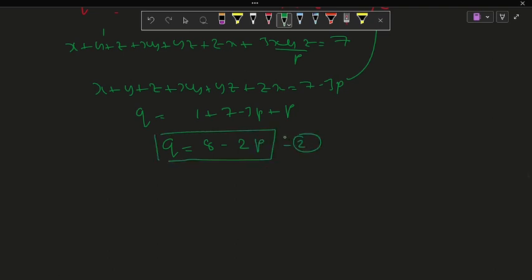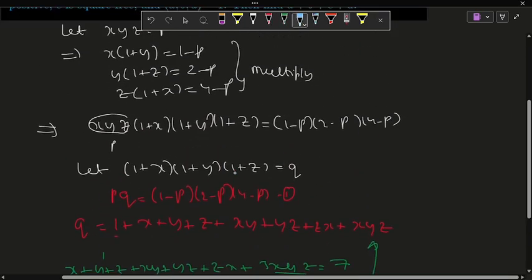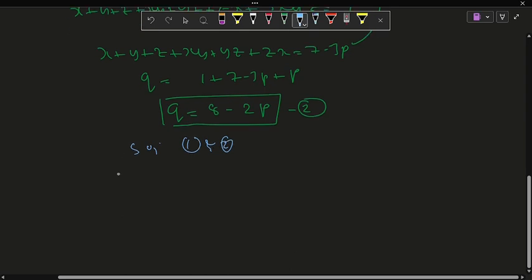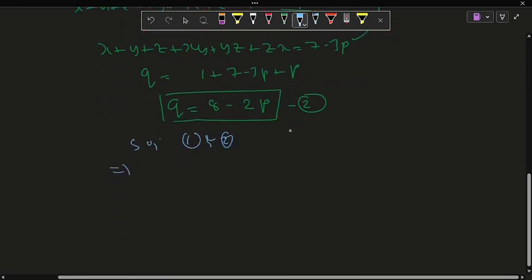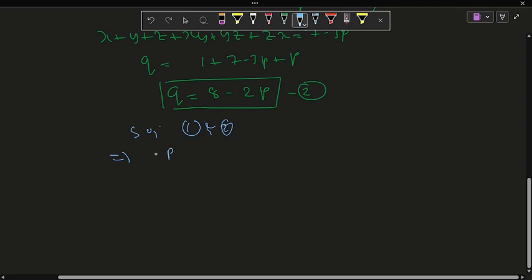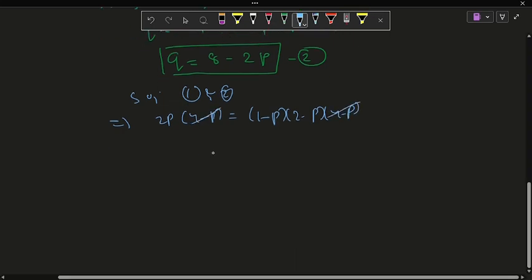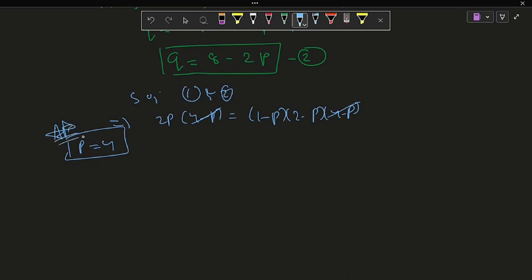So we have got our two equations and we just have to solve them. So we put the second equation in the first. So in p into q, we take a 2 common from the outside here. So 2p into 4 minus p is equal to 1 minus p into 2 minus p into 4 minus p. We can cancel this 4 minus p from both the sides, with the possibility of p equal to 4, and we will have to check later whether it's the maximum possible value of p or not. But for now, 2p is equal to 2 minus 2p minus p plus p squared. So we get our quadratic as p squared minus 5p plus 2 is equal to 0.